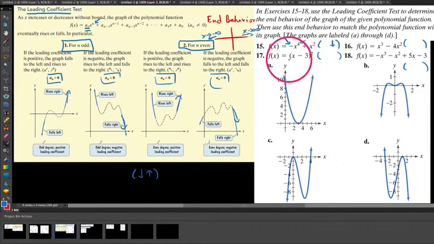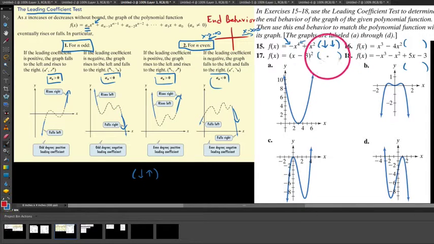Because we have an even degree, what do we know about the end behavior of the left compared to the right? Well, it would have to be the same. So just because I know my negative leading coefficient is negative, I know the right side behavior. And then because I know my degree is even, I know that the left side would have to match the right side.